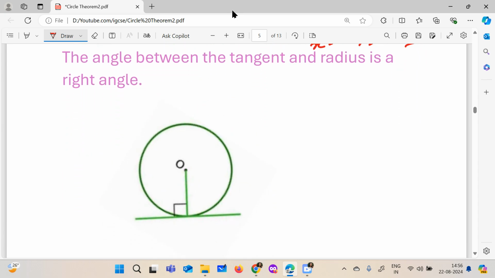Now here, the angle between the tangent and radius is a right angle. This is very important. You can see a tangent here. A tangent is a line touching the circle at one point. And it says the angle between the tangent and radius is always a right angle. So here a 90-degree angle is formed.